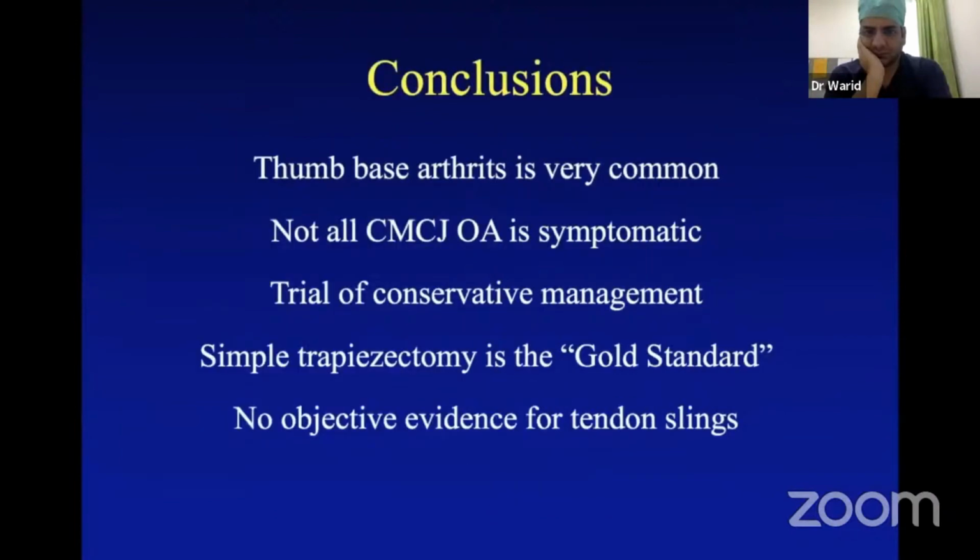In conclusion, thumb base OA is very common. It's not always symptomatic, and you should try a period of non-operative management initially. For most cases, simple trapeziectomy is the gold standard, and there's no objective evidence for tendon slings.